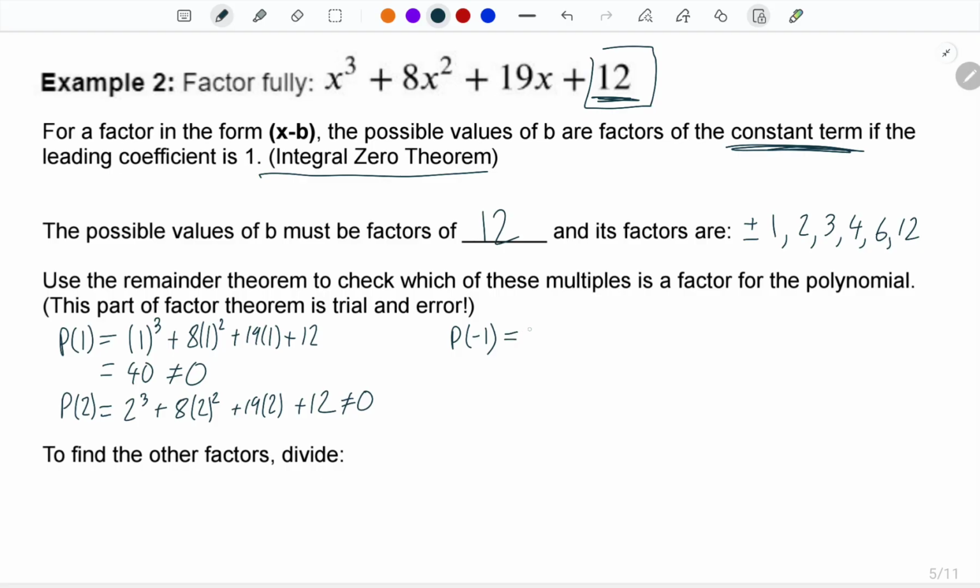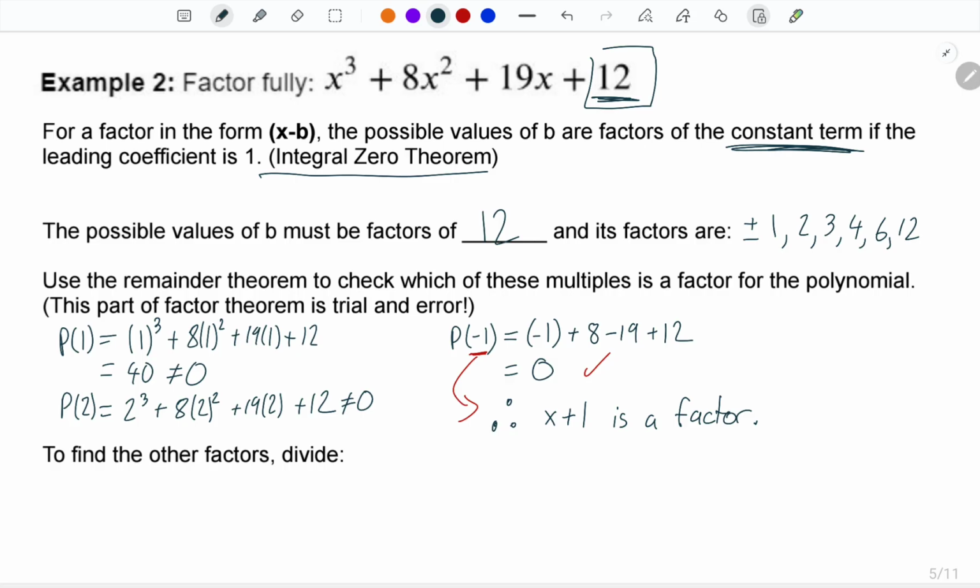So let's check negative 1. So we will have negative 1 cubed, which is negative 1, 8 times negative 1 squared is 8, 19 times negative 1 is negative 19, plus 12. Now add these up. 8 and 12 give you 20, minus 1 minus 19 cancels out. You get 0. So there we have it. We've got something that gave us a 0, and it was negative 1. So therefore, x plus 1, because when you solve for x plus 1, the root would be negative 1. x plus 1 is a factor.